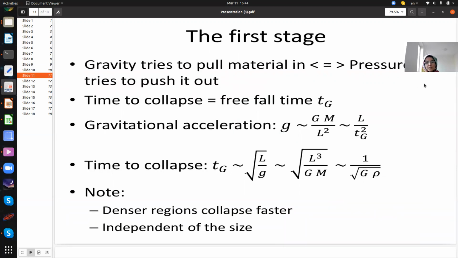Here, we say that gravity tries to pull material in and pressure tries to push material out. Here you see the time to collapse, or what we call the free fall time, t_ff, with the gravitational constant G. Just pay attention that if we have denser regions, it collapses faster. It doesn't depend on the size.